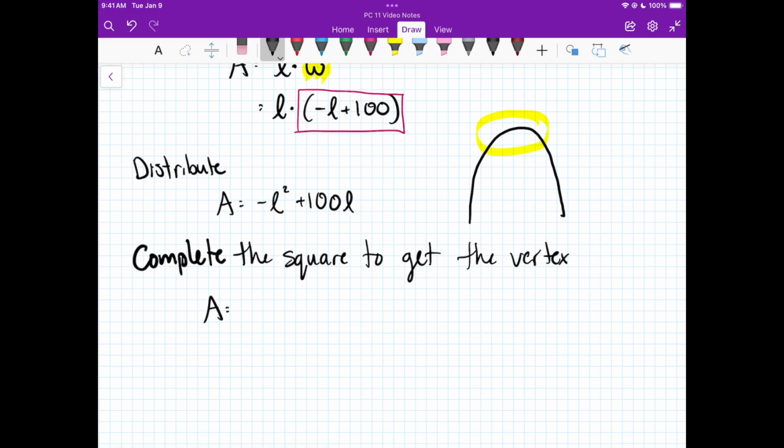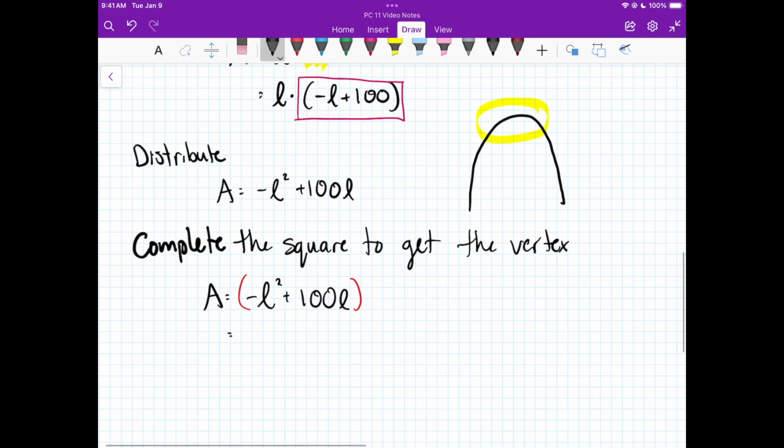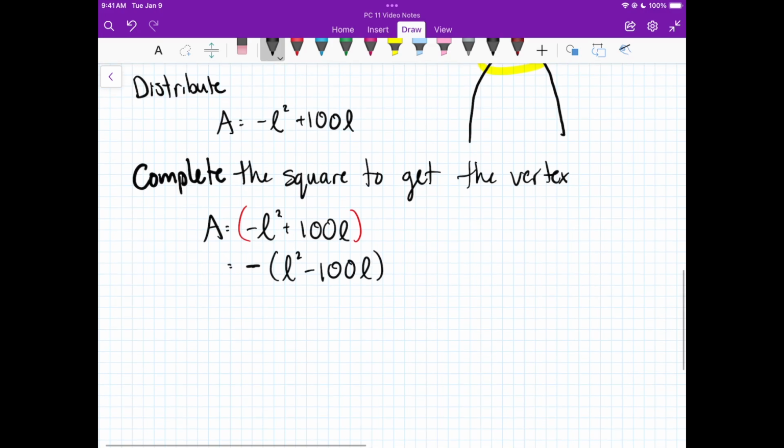So our area, again, is negative L squared plus 100L. We're going to throw some brackets around those. So we don't even have a third term here, but we're putting brackets around the first two terms. Remember, we need to take out the A value. In this case, that's just the negative, which leaves us L squared minus 100L. We divide by 2 and square, so half of 100 is 50. 50 squared is 2,500. And we are going to add and subtract that in our brackets.